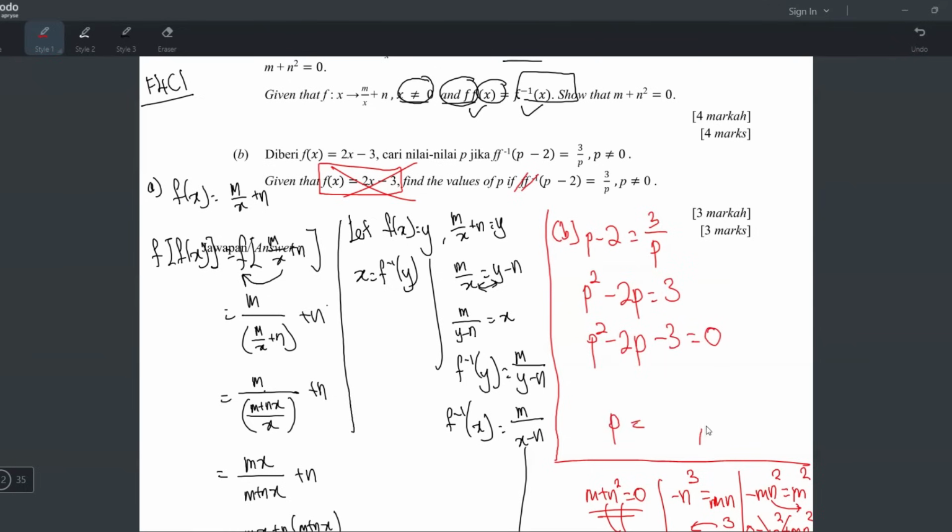And then tekan calculator dapat dua jawapan lah. Okay, this one if you press, you will get negative 1 and 3. And then here you write bracket bracket equals 0. And then ini pindah balik jadi p plus 1. Ini pindah balik jadi p minus 3.